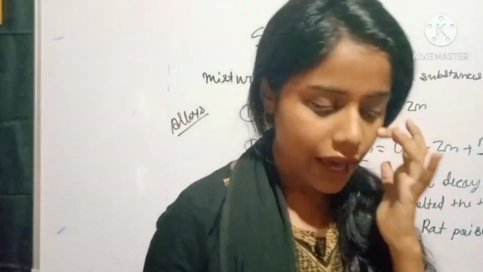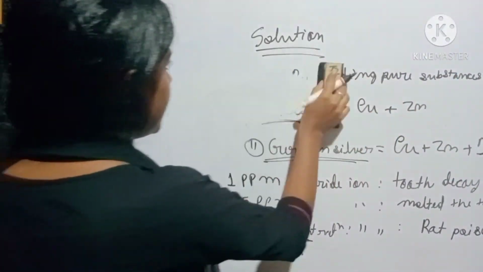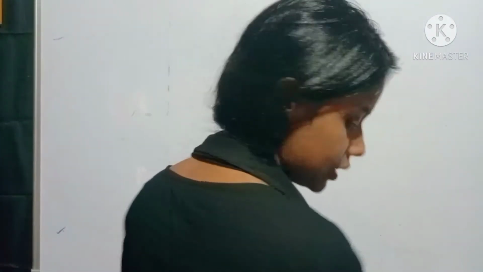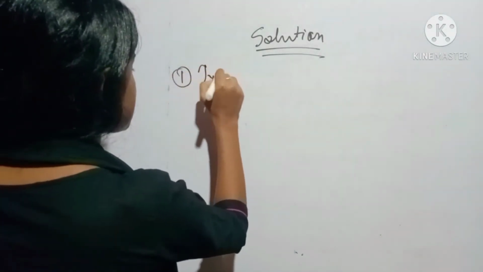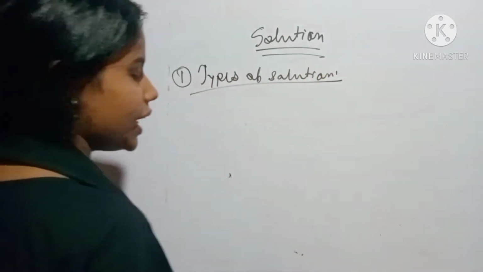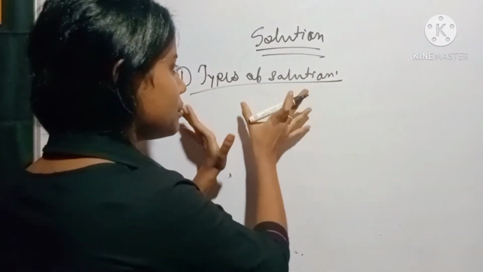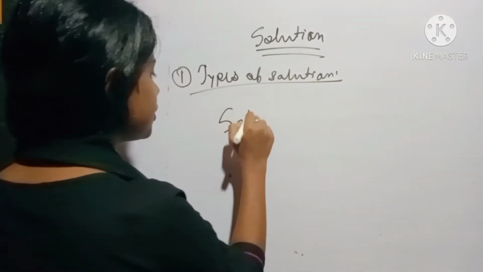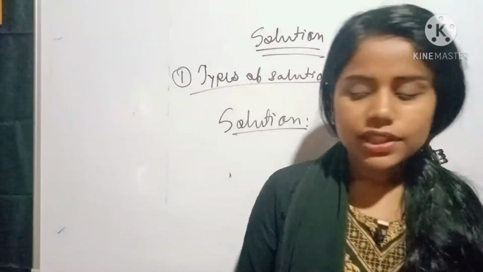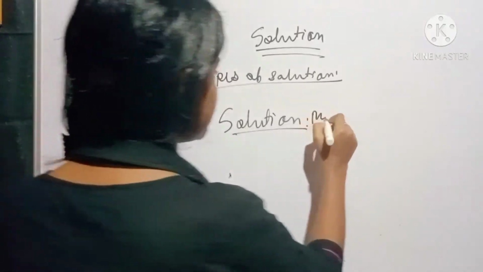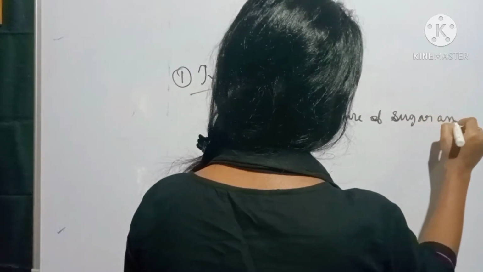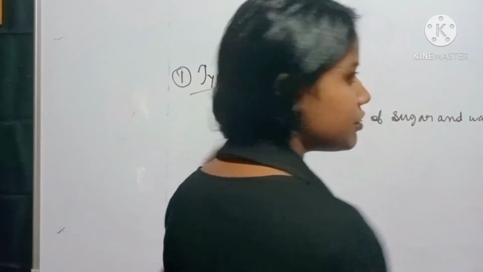Now I am going to tell you about the second topic in your book, and it's types of solution. There are various types of solution. First of all, before learning this, we need to learn what a solution is. Let me give you an example of a solution, and it's a mixture of sugar and water. In daily life we use these things.